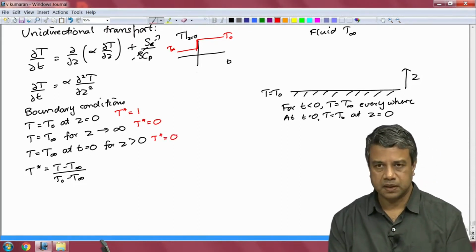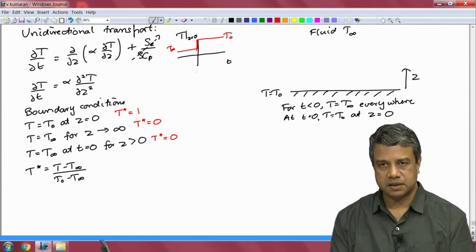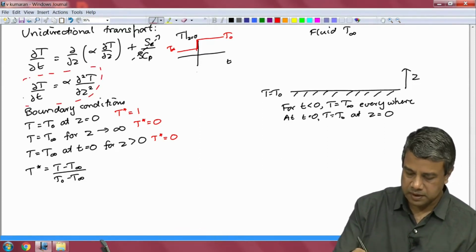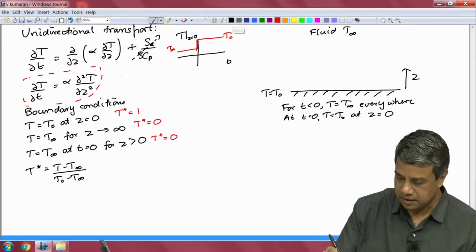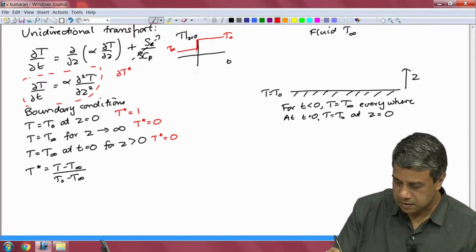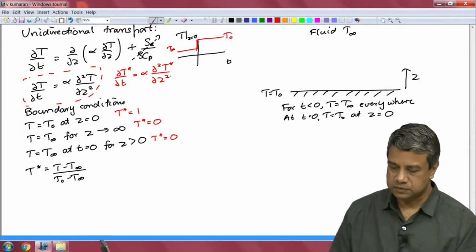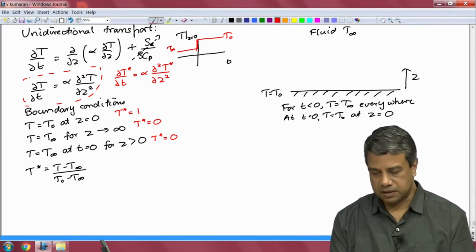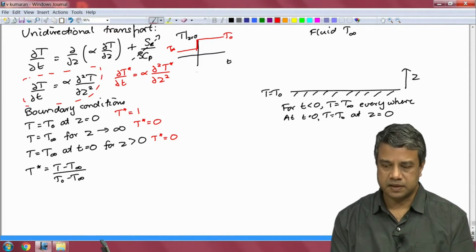And you can express the conservation equation in terms of T star. Since the left and right sides are both linear in temperature, you can divide throughout by T minus T infinity and you will get the equation partial T star by partial t is equal to alpha times partial square T star by partial z square. So, that is the equation in terms of T star, and these are the boundary conditions and the initial condition in terms of T star. So, we scale the temperature.